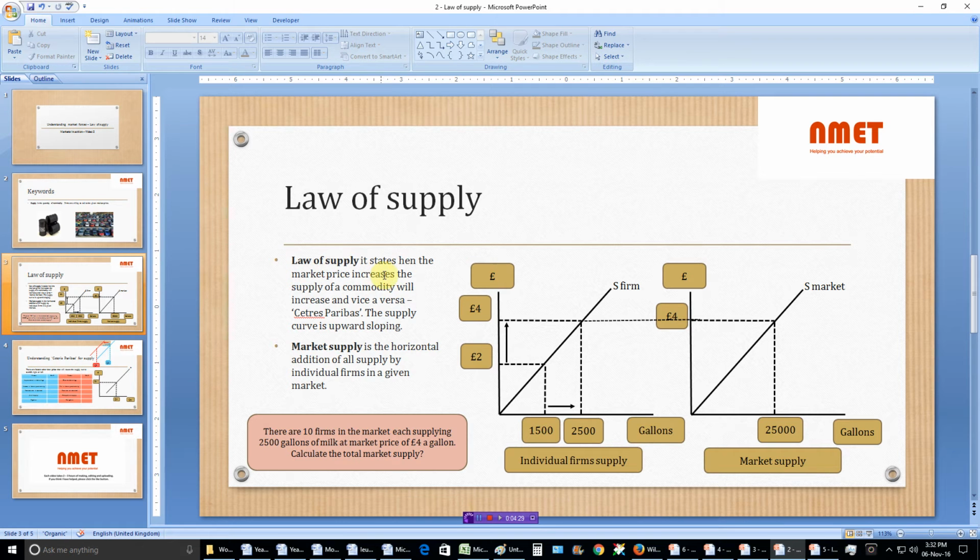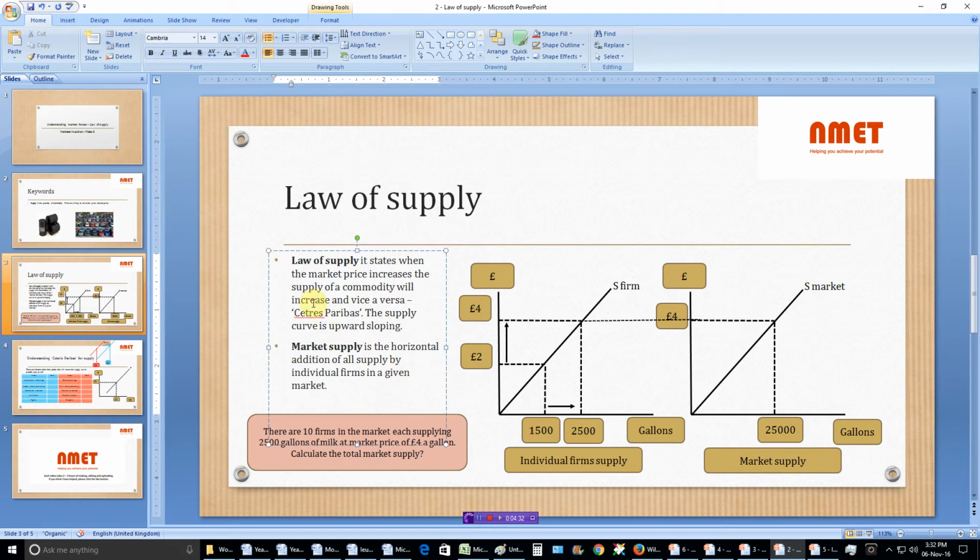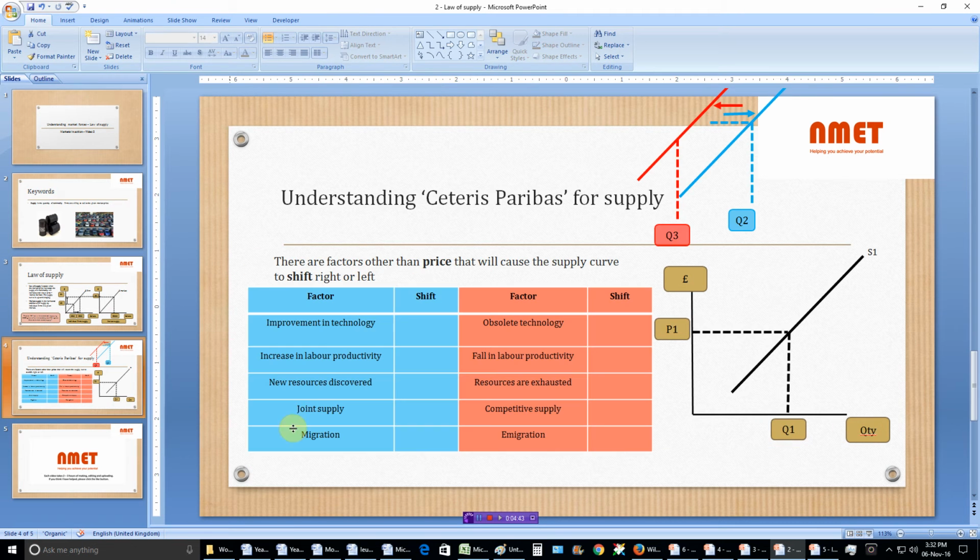So the law of supply states that when the market price increases, the supply of a commodity will increase, and vice versa, ceteris paribus. Ceteris paribus means all the other factors other than price. So let us have a look at all the other factors. These are improvement in technology, productivity, new resources discovered, joint supply, and migration. And the opposites: technology becoming obsolete, a fall in labour productivity, resources being exhausted, competitive supply, and emigration.